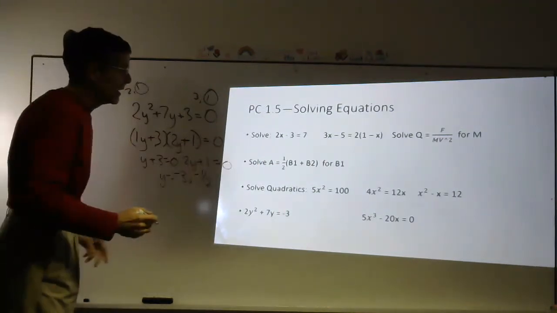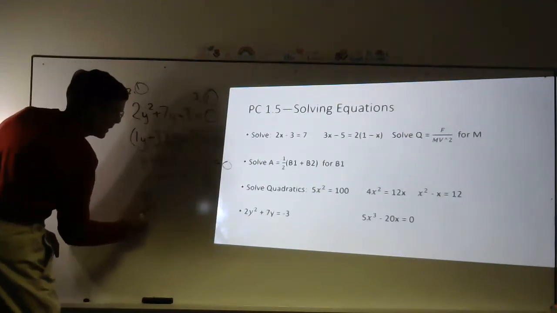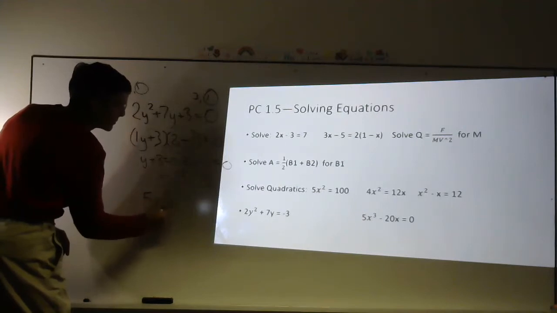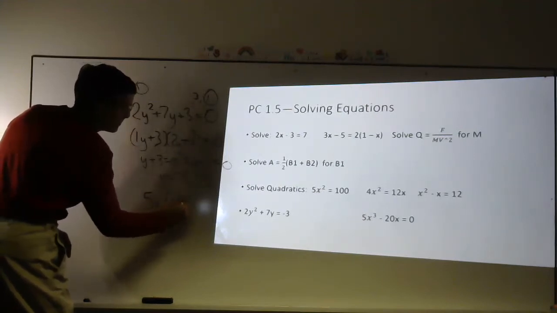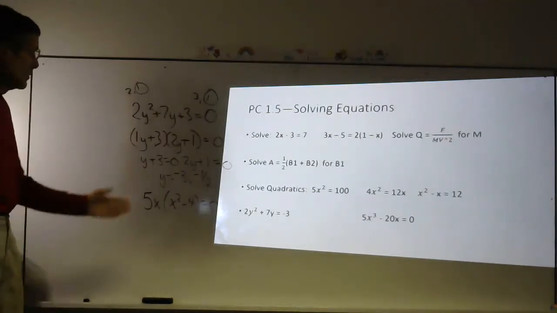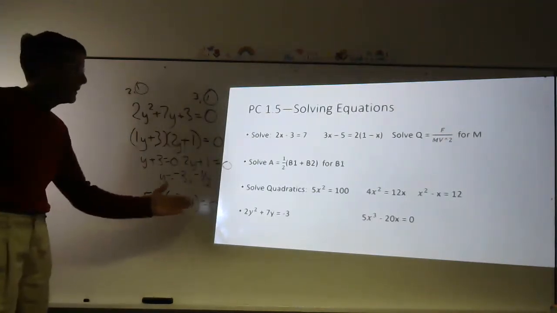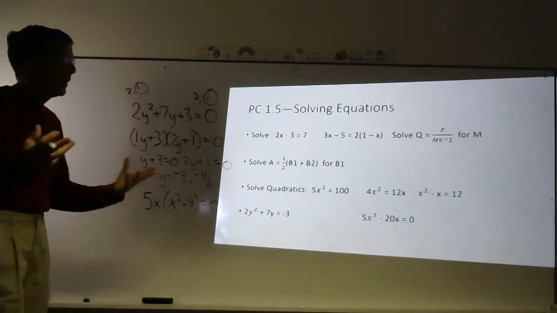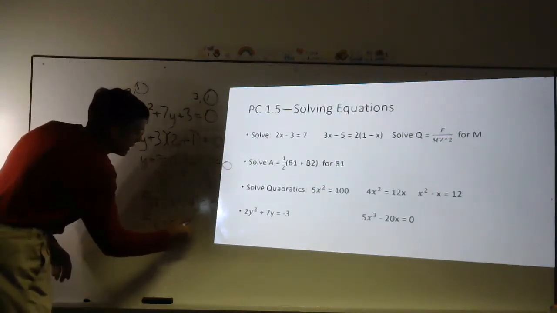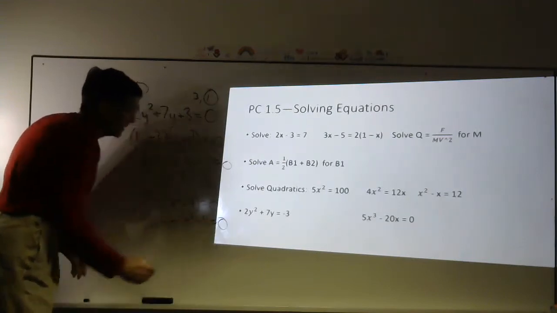Let's take out what's common right away. How about we take out 5x, and what is left? I see an x squared, and I see a minus 4. Okay? You have 2 things that multiply together to equal 0. So you know one of them is 0. So either 5x equals 0, or x squared minus 4 equals 0.